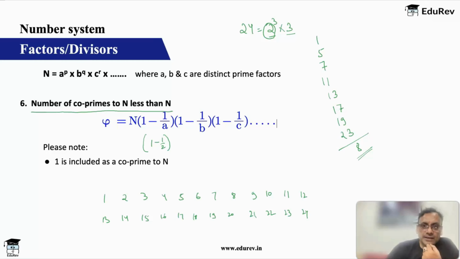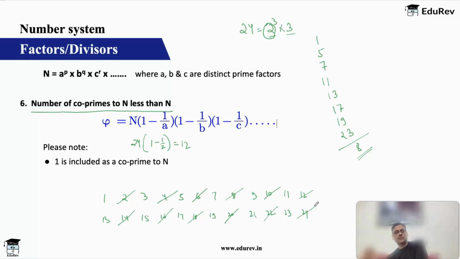So n is 24. 24 into 1 minus 1 by 2 is 24 into half, which gives me 12 numbers. So every second number, which is every even number, has been eliminated. So out of 24, 12 numbers are eliminated. I am left with only 12 numbers and all these are odd numbers. So all the multiples of 2 are gone. Now from the balance, if I remove every third number, that is going to be a multiple of 3.